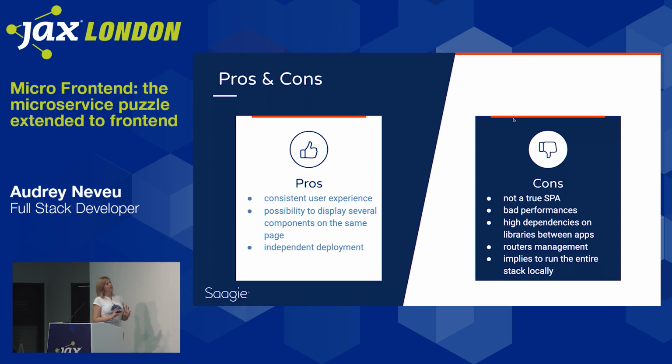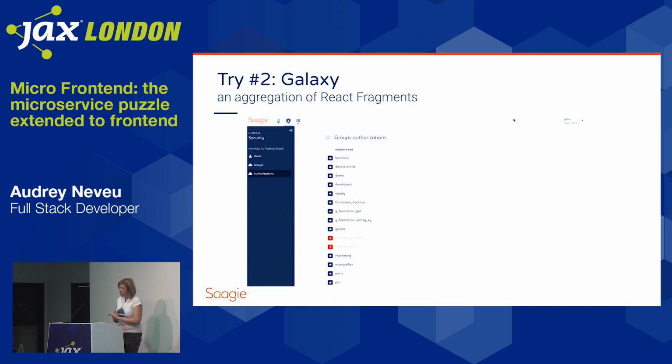So considering all of these issues, we decided to make a second try for the next application. So we decided to keep it, at the moment, for the existing applications and to do something else for new applications to come. So we moved to the second try, Galaxy, which is, from an architectural point of view, exactly the same logic as the first try. But this time, it's going to be based on React fragments.